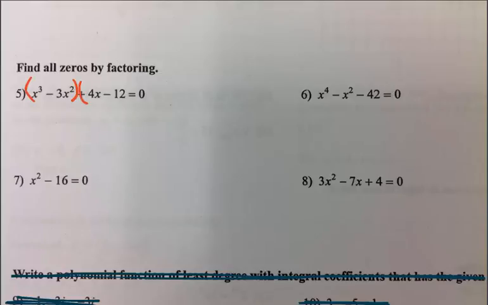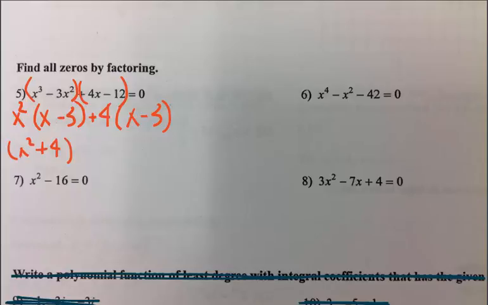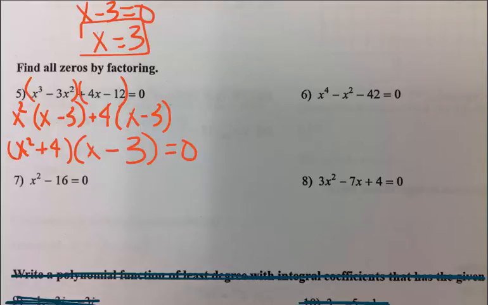Number 5, we're going to group the first 2, last 2. Out of the first chunk, I can take out an x squared, and I'm left with an x minus 3. And to make that x minus 3 show up again, I have to take out a positive 4, and so I have it. So my two factors are x squared plus 4 and x minus 3. I have to set these equal to 0 and solve. The first one's not terrible. X minus 3, I get x equals a positive 3 when I move it over to get x by itself.